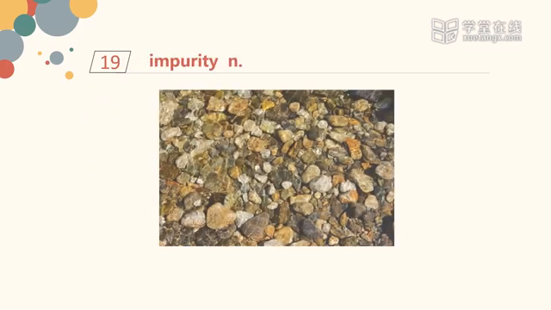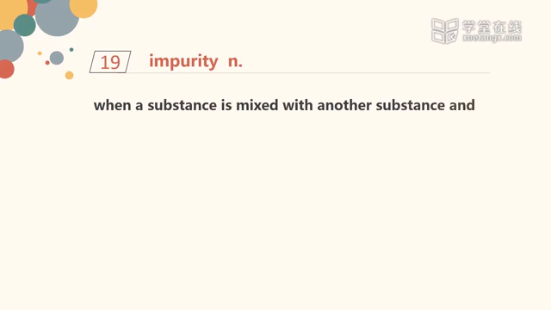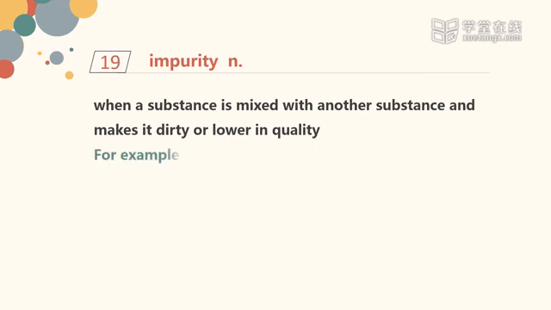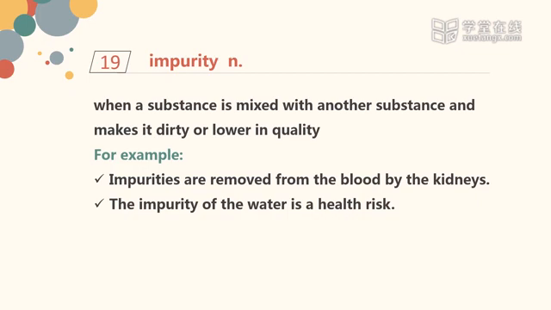Number 19. Impurity, when a substance is mixed with another substance and makes it dirty or low in quality. For example, impurities are removed from the blood by kidneys. The impurity of the water is a health risk.